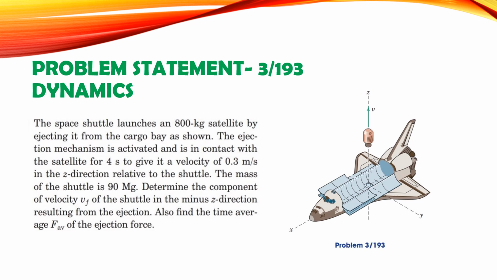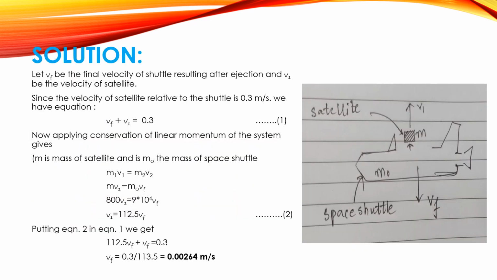So according to the given question, we have to find the final velocity of the space shuttle after the impulse and also the average force imparted by the ejection. So let's get to the solution of the question.